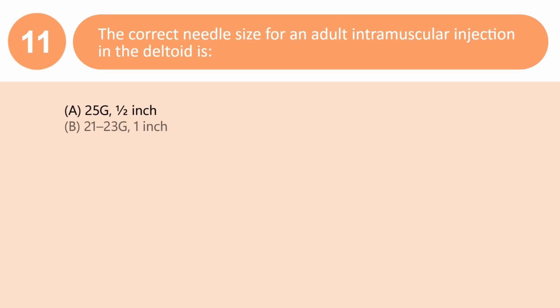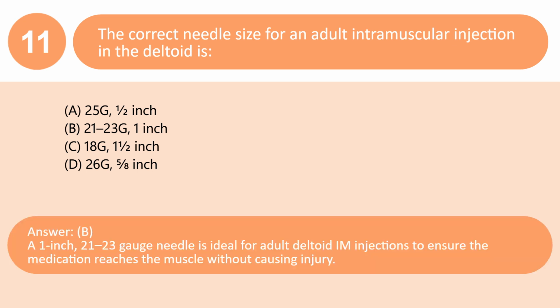The correct needle size for an adult intramuscular injection in the deltoid is: A. 25 G, half an inch. B. 21 to 23 G, 1 inch. C. 18 G, 1.5 inch. D. 26 G, 5/8 inch. Answer: B. A 1-inch, 21 to 23 gauge needle is ideal for adult deltoid IM injections to ensure the medication reaches the muscle without causing injury.